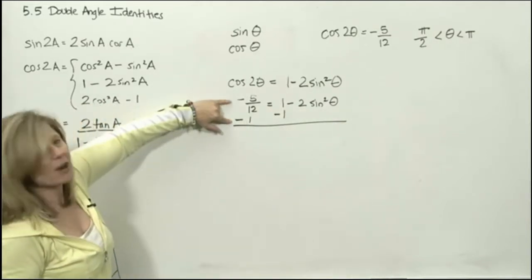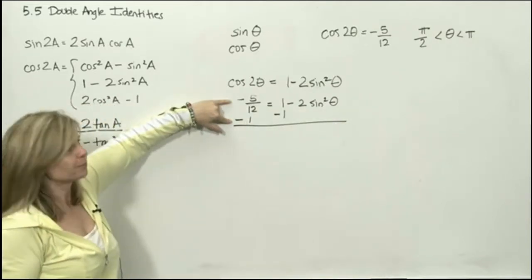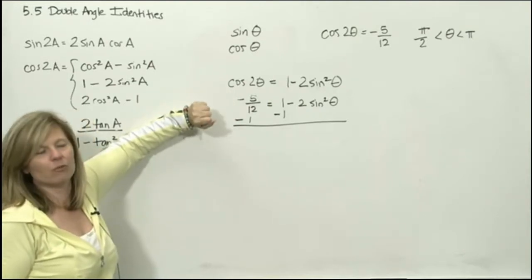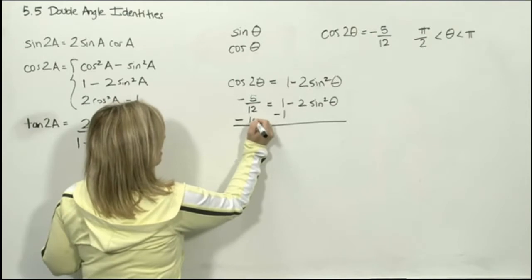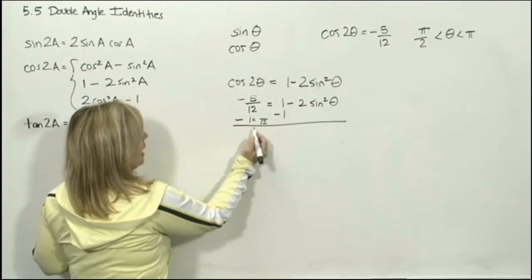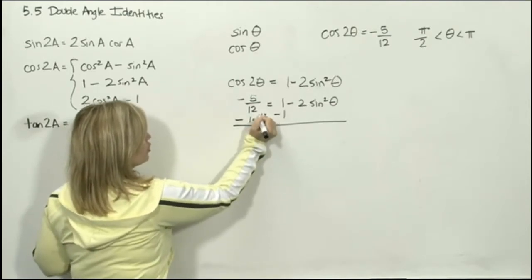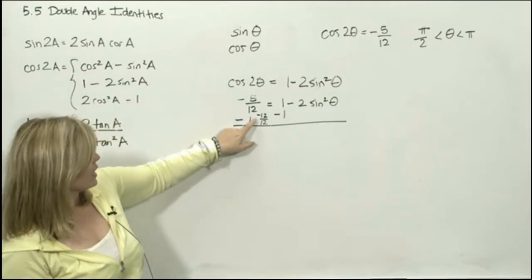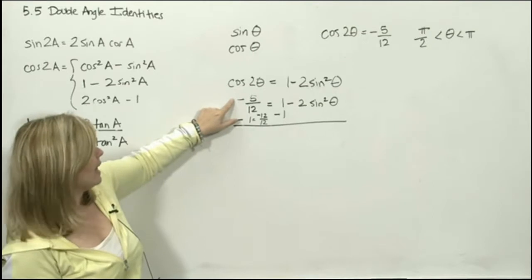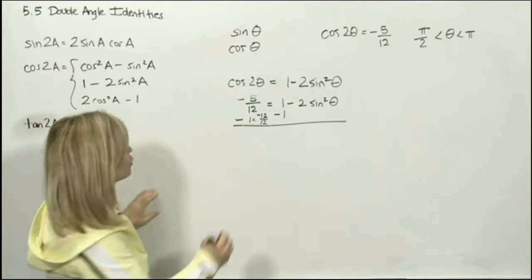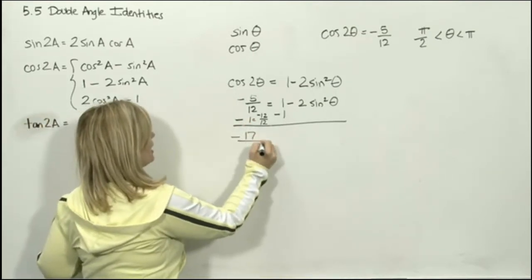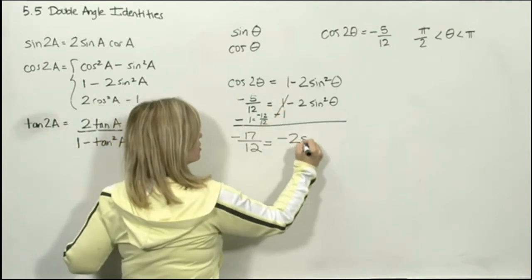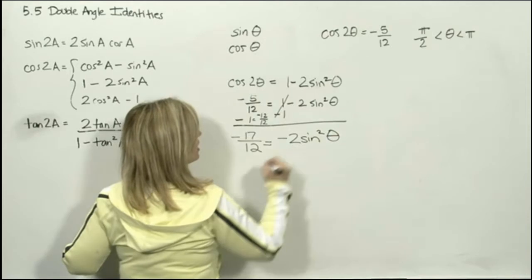Now, to subtract fractions, you need a common denominator. Negative 5/12 and negative 1 have the common denominator 12. And if you change the denominator, you change the numerator. So do you all agree negative 1 is really written as negative 12/12? And a negative 5/12 and a negative 12/12 would make negative 17 over 12. I move the 1, so this is what I have now. Negative 2 sine squared theta.